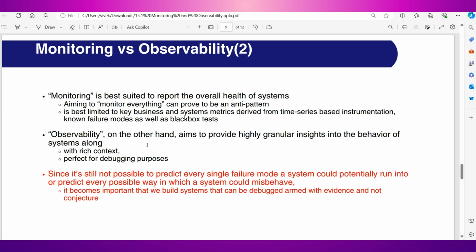What is the difference between monitoring and observability? The goal of monitoring is to report the overall health of the system, key business metrics, and known failure modes. Monitoring would be like checking the car's speed and fuel level regularly. Observability provides detailed insight into system behavior and is perfect for debugging and diagnosing complex issues with rich context. For example, observability would be like using a diagnostic tool to check the car engine's performance and troubleshoot issues.